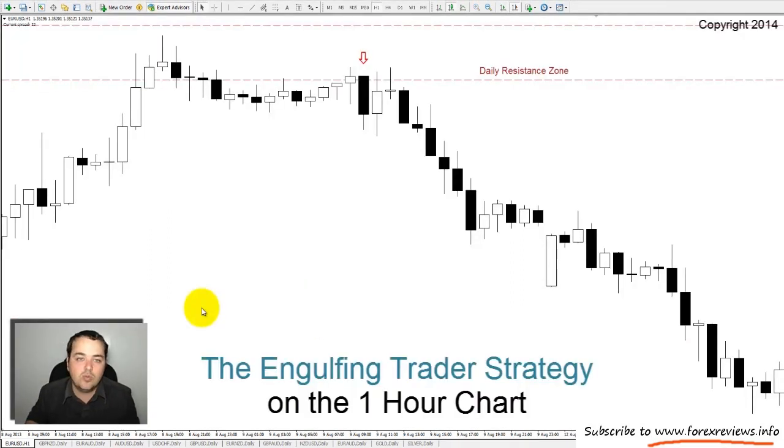In this example, we'll give you an example of how to trade the engulfing trader strategy on the 1 hour chart. Okay, so let's begin. This is a sell opportunity, right? First of all, this is the daily resistance zone as we've drawn in from the daily chart.